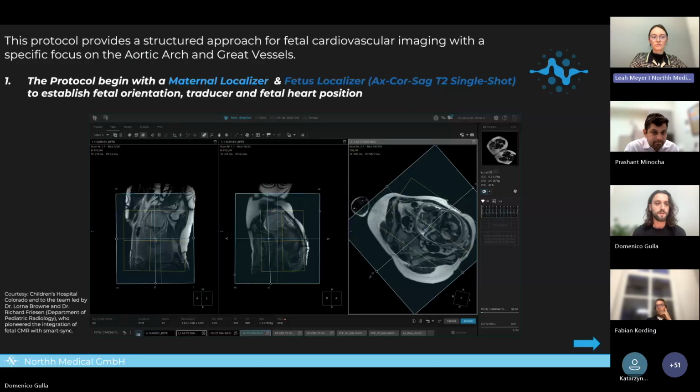Here we go through the workflow and the protocols, just to provide a structured approach for fetal cardiovascular imaging, with a specific focus on the aortic arch. The protocol begins, as I say, with a maternal localizer and a fetal localizer, to establish fetal orientation, transducer position, and fetal heart position.